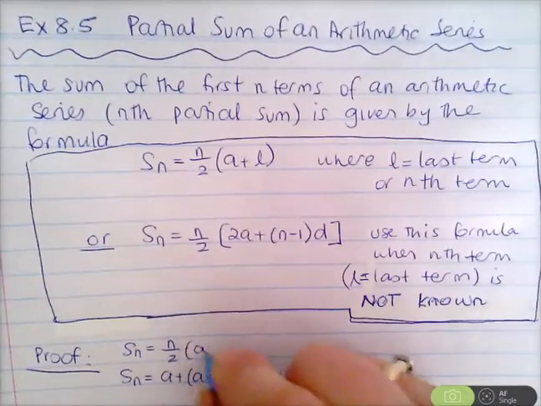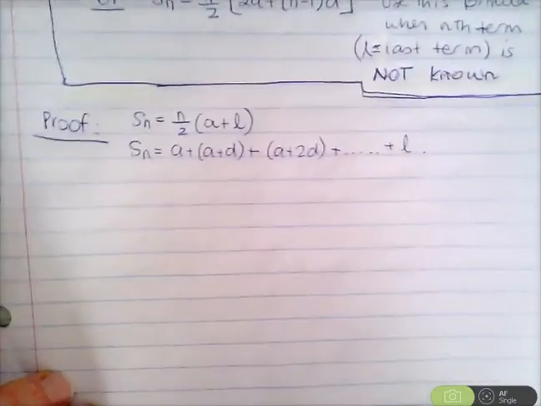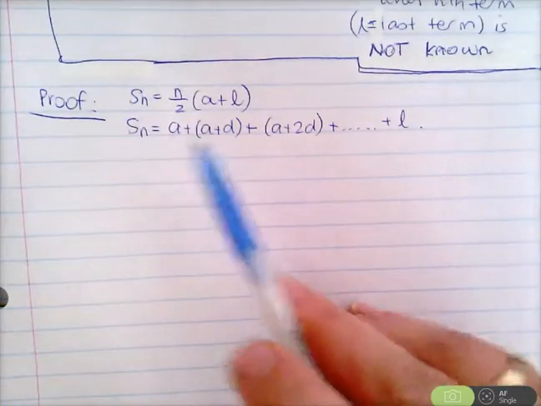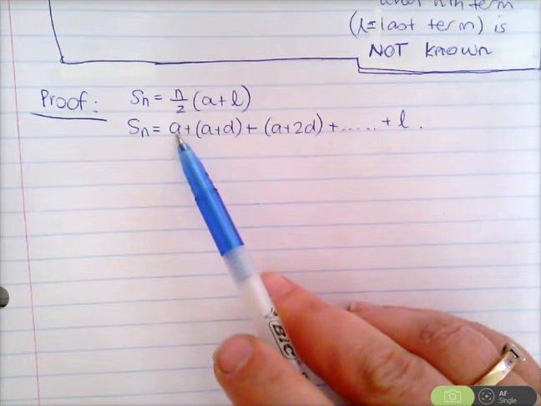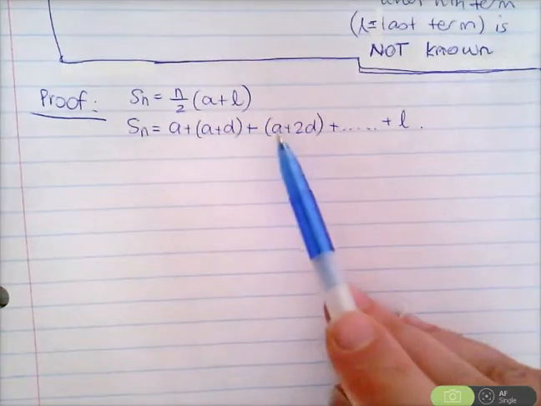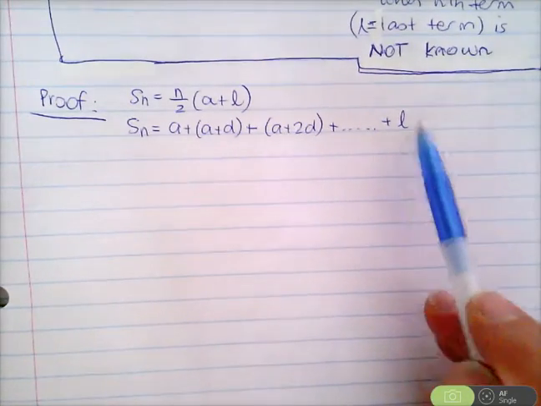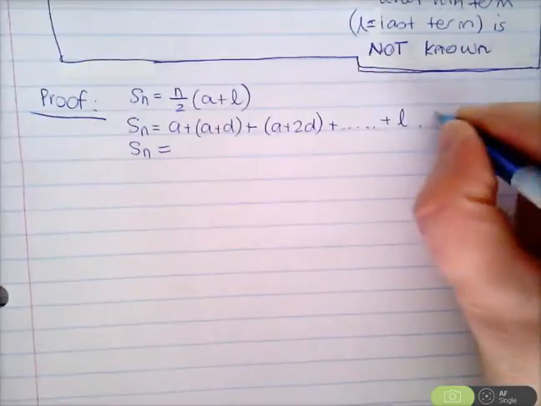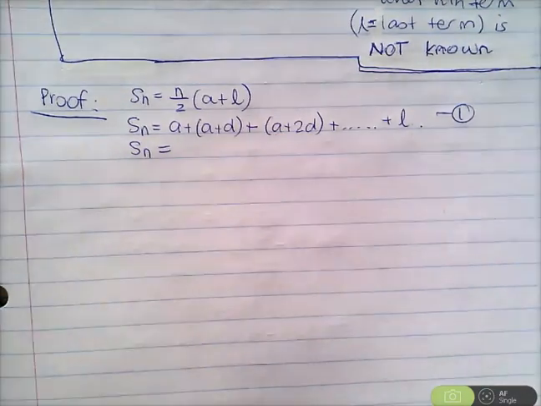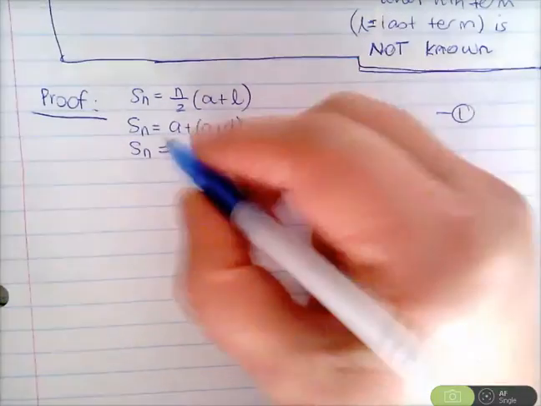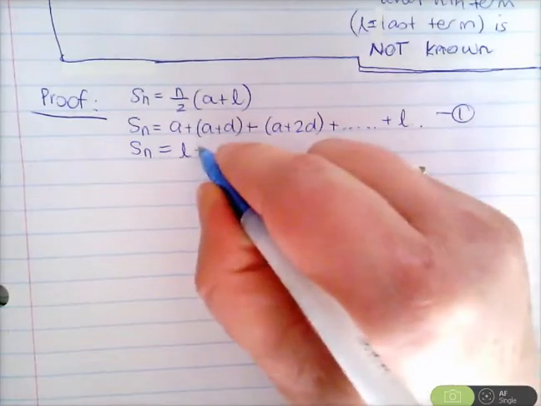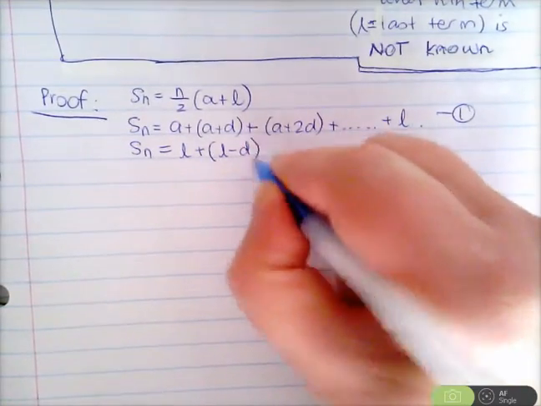We're going to look at the proof for the first formula, S n equals n on 2 (a plus l). So the sum of n terms, if the first term is a and the common difference is d: the first term would be a, the second term is a plus d, the third term is a plus 2d, and the last term is going to be l. I'm going to call that equation 1. Now I'm actually going to do this same sum, but instead of going from a to l, my first term is l, going in reverse. So the next term would be l minus the common difference.